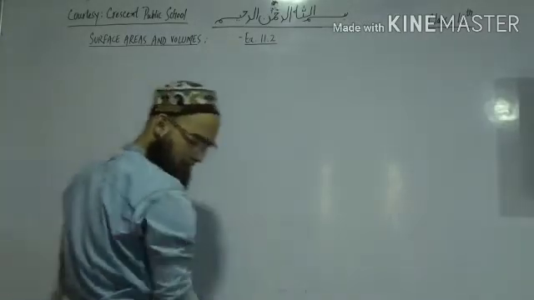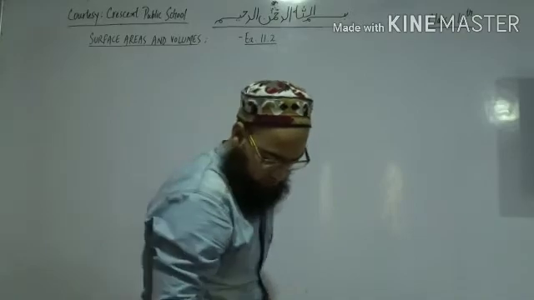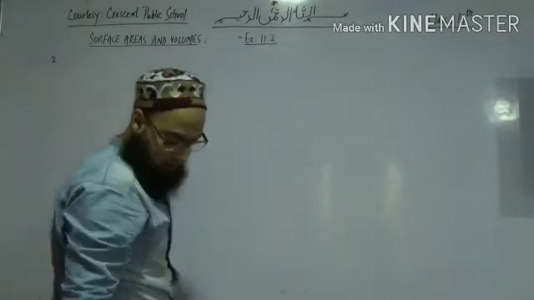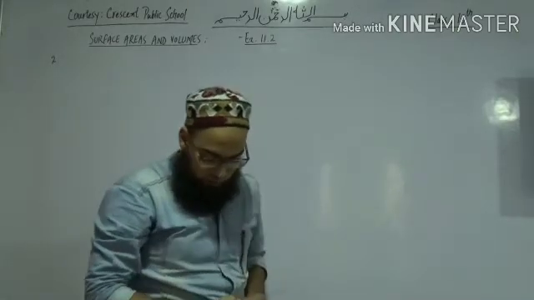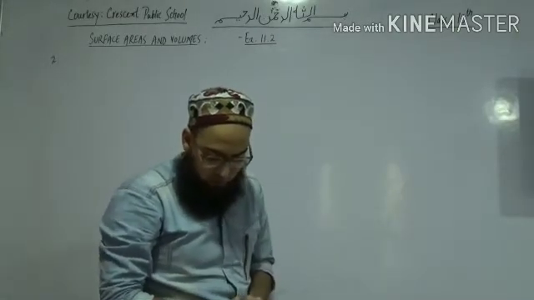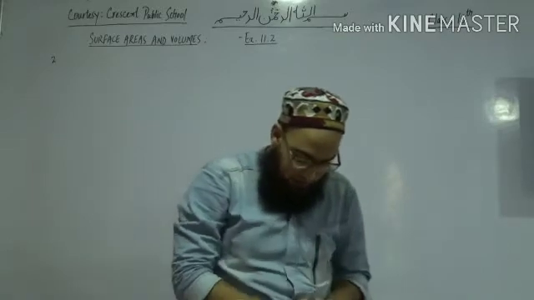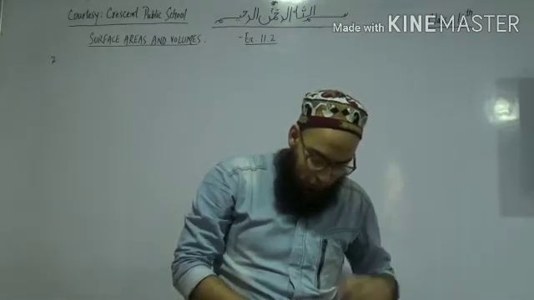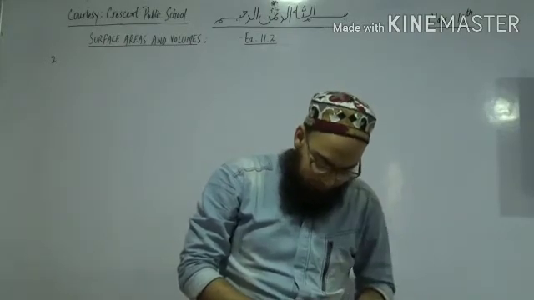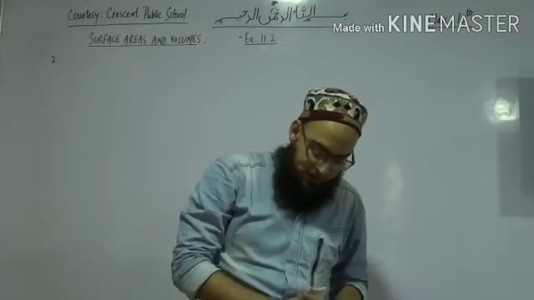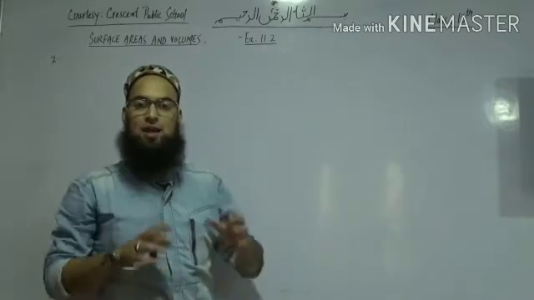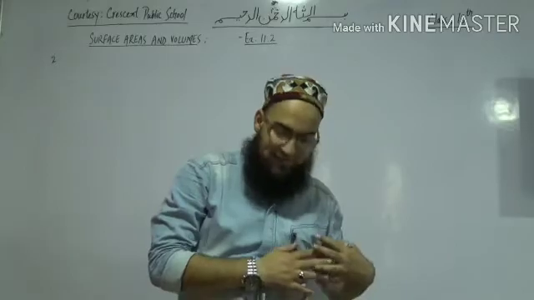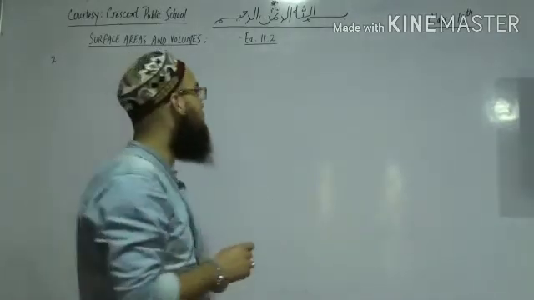Now let's have another question. Question number 2. Rachel, an engineering student, was asked to make a model shaped like a cylinder with two cones attached at two ends by using a thin aluminum sheet. The model is in the shape of a cylinder with two cones attached to it.